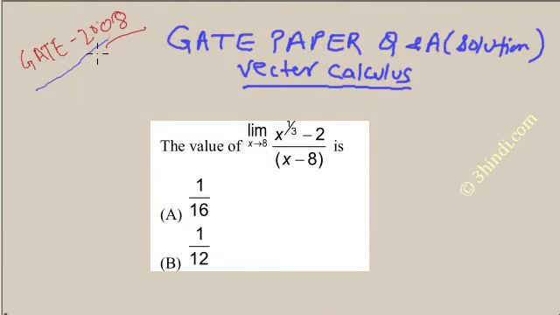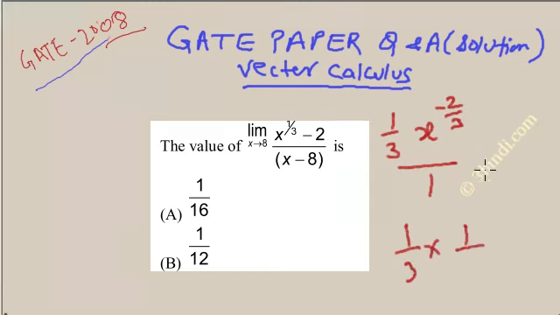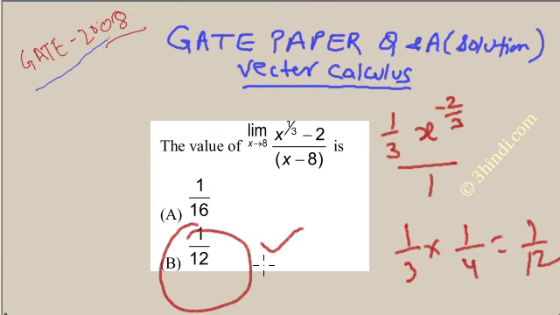So 1 by 6 is the answer. This is a GATE 2008 question. You are required to find the limiting value. You differentiate numerator and denominator using L'Hospital's rule. You will get 1 by 3 x to the power 1 by 3 minus 1, that is minus 2 by 3, divided by 1. If you put x is equal to 8 here, you will get 1 by 3 into 1 by 2 into 2, that is 4, which means 1 by 12. So this is the correct answer. B is the correct answer.